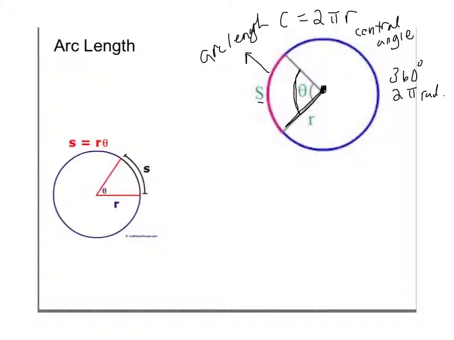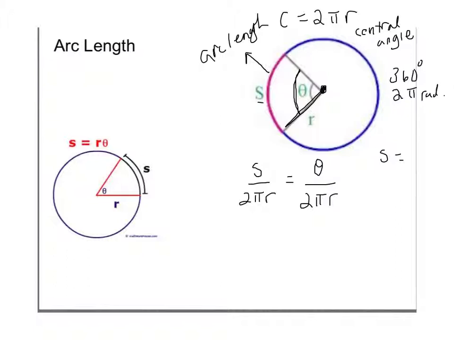So if we set up the ratio of arc length to circumference, which is 2 pi r, we could set that equal to the ratio of the central angle to all of the angles in the circle. And since we're using radians now in trig, we're making the conversion from degrees to radians. Instead of putting 360 degrees, I would put 2 pi. Well, to derive a formula for arc length, what I want it to look like is S equals. So I'm going to cross multiply both sides, use my algebra skills.